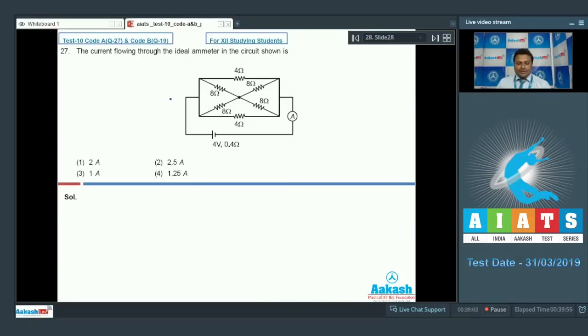Here is question number 27. The current flowing through the ideal ammeter in the circuit will be what? If we see the current distribution, we can say that the junction will not be there and the wire will become something like this. The equivalent circuit we can write now is a 4 volt battery having internal resistance 0.4 ohm, and the circuit will reduce now to something like this.